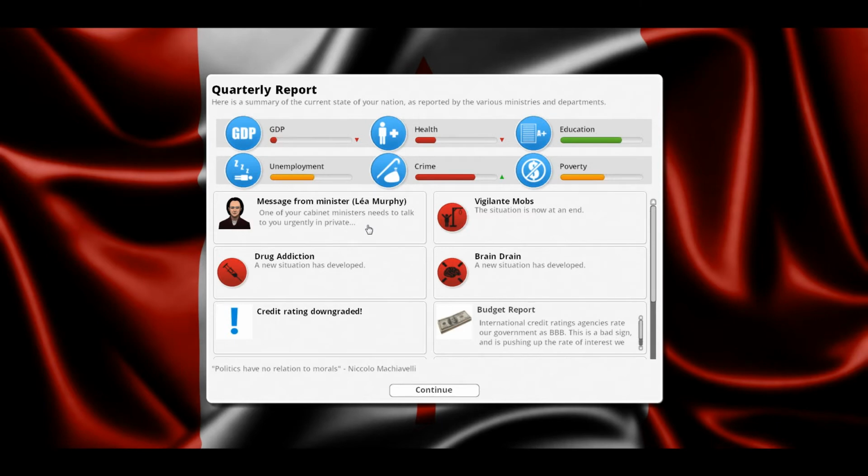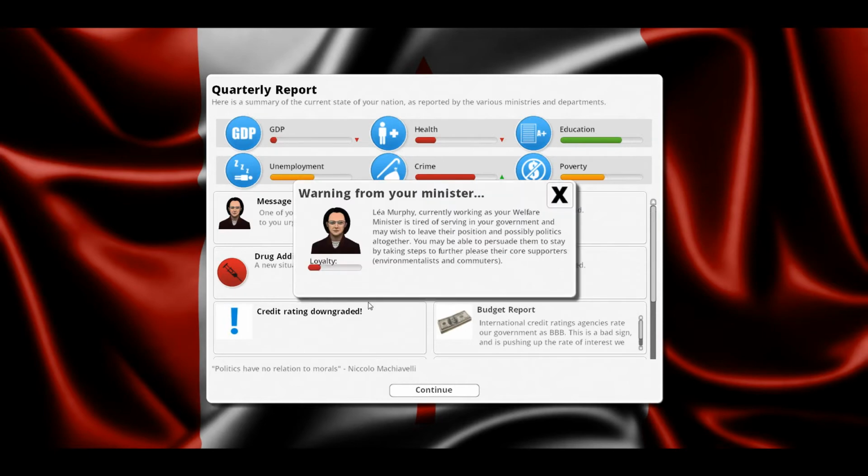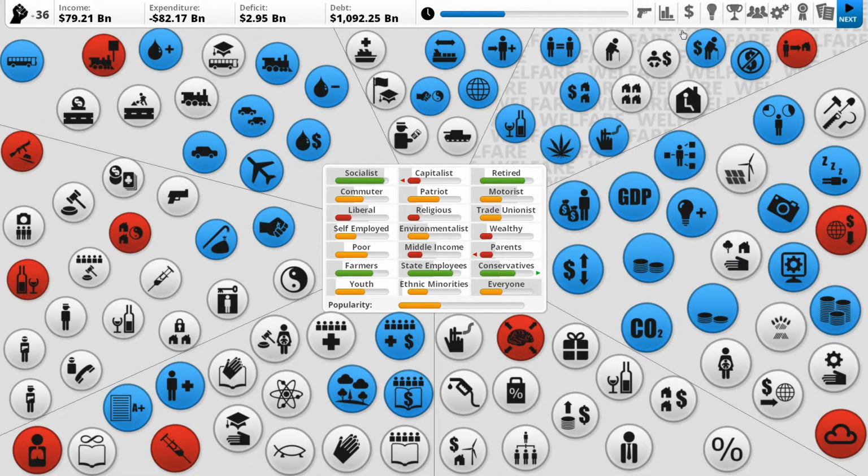Uh-oh, one of our cabinet members doesn't like me. Also, crime is up, health is down, and GDP is down. Wow, what happened this turn? However, no more vigilante mobs. We now have drug addiction and brain drain instead. Awesome. Get rid of one problem, cause two more. Lee Murphy. Let's see what her problem is.